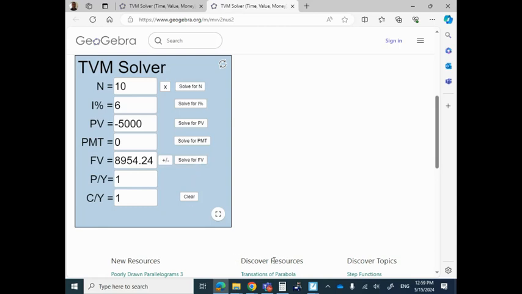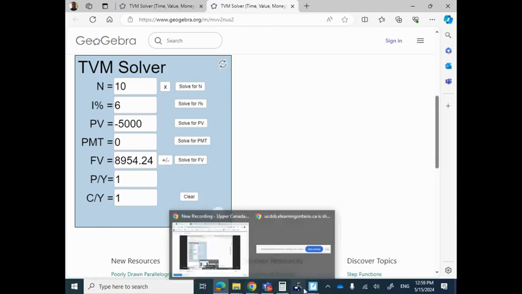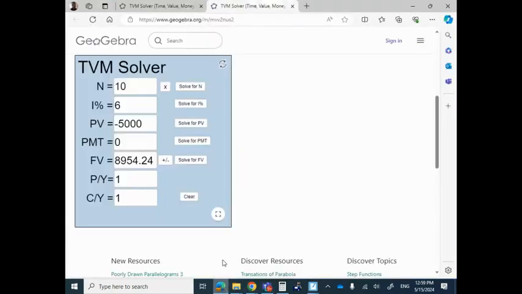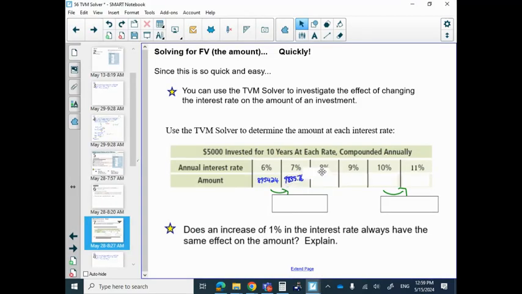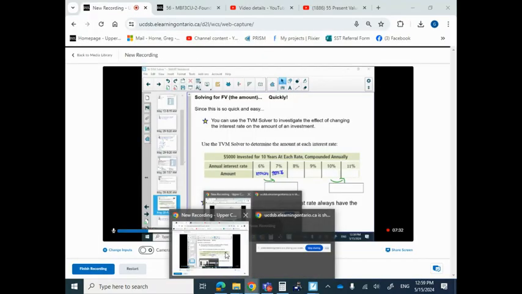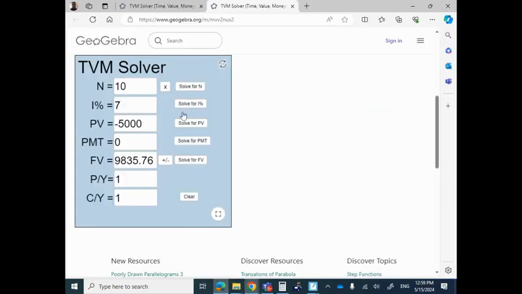So 895424 is the number that's in there. And the nice thing about the program, of course, is you can just be like, oh, what if it's 7%? And just boom, solve for a new number. So now it's 9835 and so on. It literally just gives you the numbers instantly with a click of the mouse, or however you're operating the program here. So let's go to 8% and so on. You just solve. It gives you 10,794 and so on.